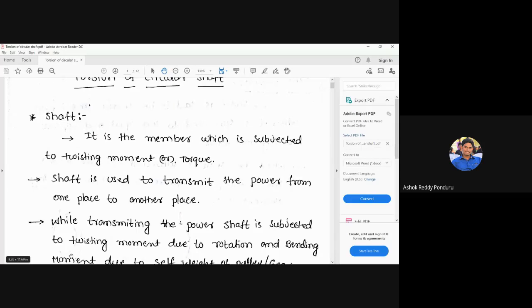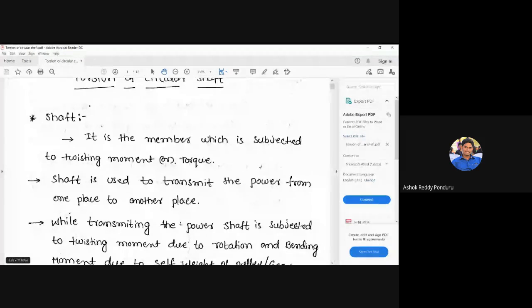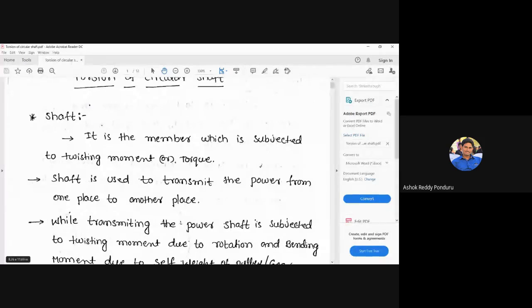A bar means the member which is subjected to axial load. A beam means the member which is subjected to transverse load. In the same way, a shaft means the member which is subjected to the twisting moment. Generally, we know there are two kinds of moments: one is the bending moment, the second is the twisting moment. The beam is subjected to the bending moment, but the shaft is subjected to the twisting moment. This twisting moment is also called a torque.